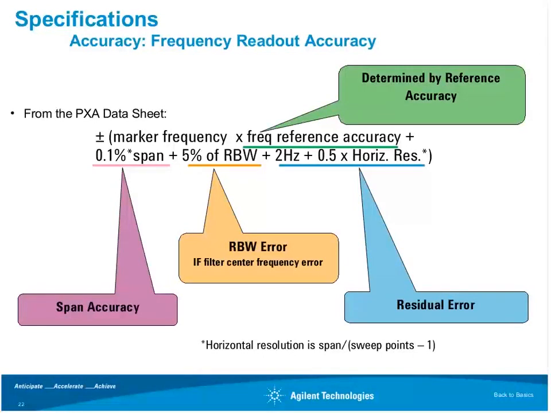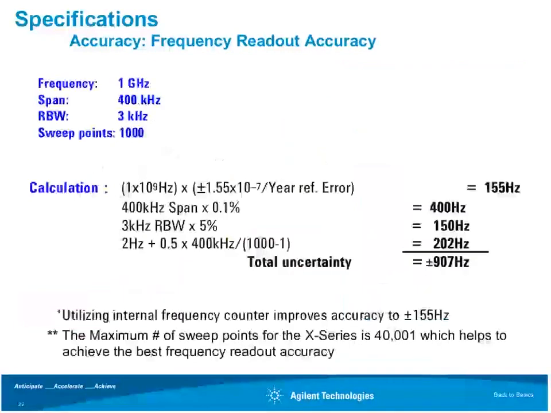The overall accuracy is also going to depend on how wide a frequency span we've got. If we are in a very wide span, we'll probably get less accuracy than we would in a very narrow frequency span. It's also a function of the resolution bandwidth that we select. Generally, with smaller resolution bandwidths, we get better accuracy. And it's also a function of how many display points we've selected. If I choose 40,000 display points, I would have a lot better frequency resolution than if I had only picked 100 points across the screen. So all these things factor into the overall frequency accuracy.